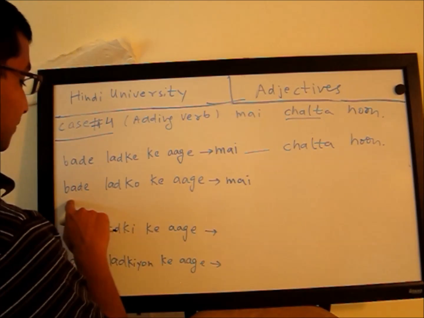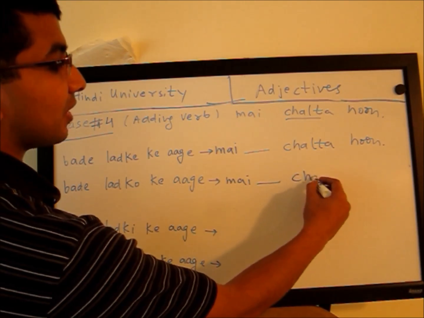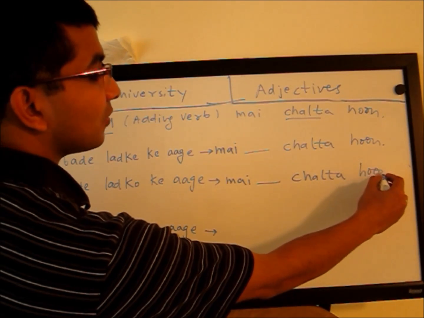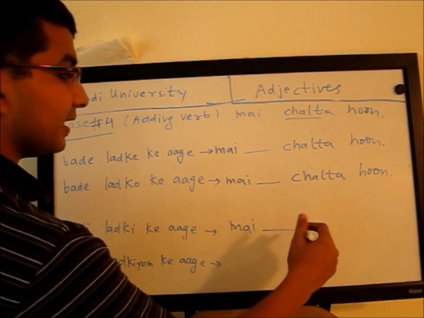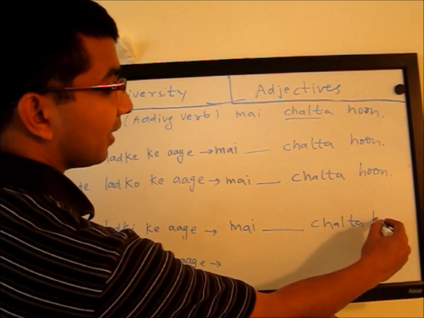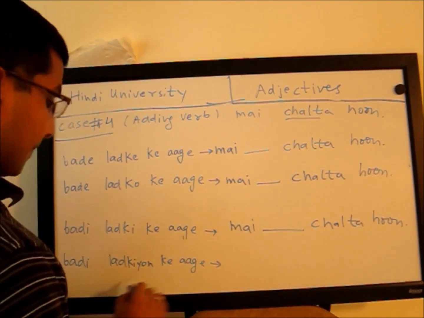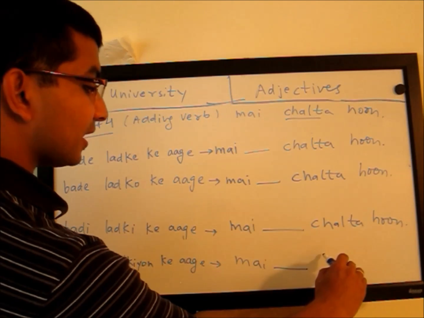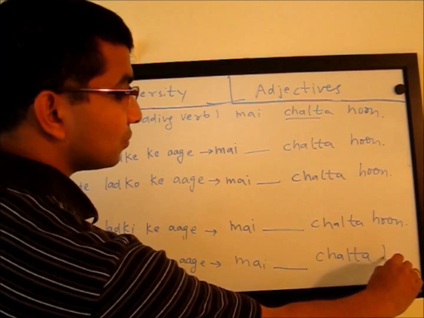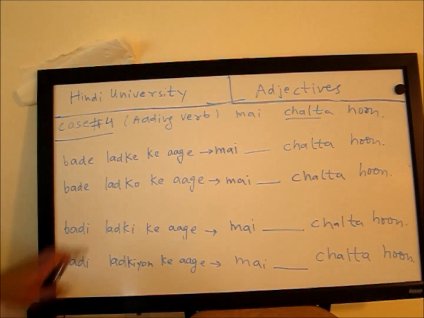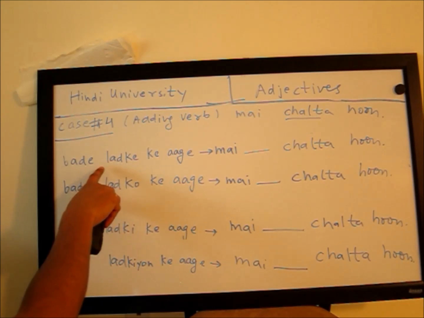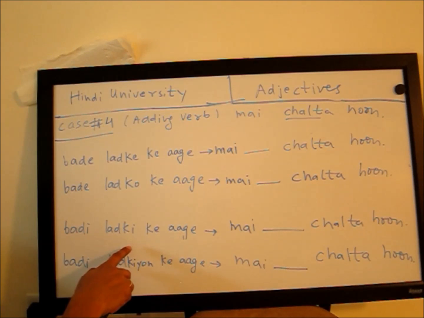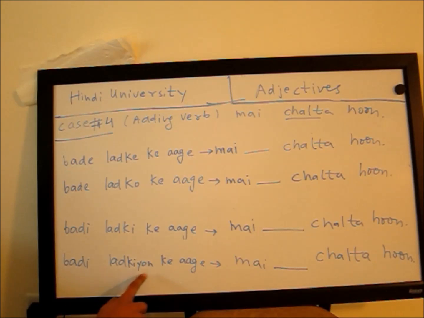मैं बड़े लड़कों के आगे चलता हूँ. I am walking in front of tall boys. Same thing, मैं बड़ी लड़की के आगे चलता हूँ. I am walking in front of a tall girl, one tall girl. Okay, मैं बड़ी लड़कियों के आगे चलता हूँ. I'm making these sentences, but like I told you, you can very well change these nouns. So it will look like मैं बड़ी car is like a feminine, right? So you can say मैं बड़ी कार के आगे चलता हूँ, मैं बड़ी कारों के आगे चलता हूँ.